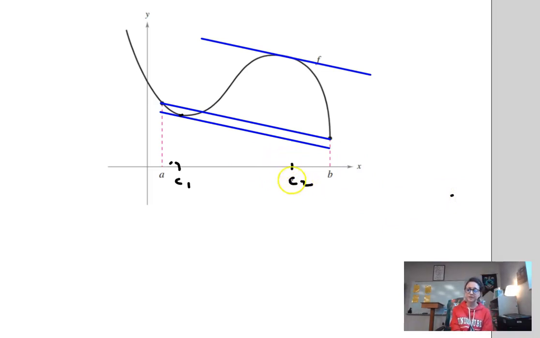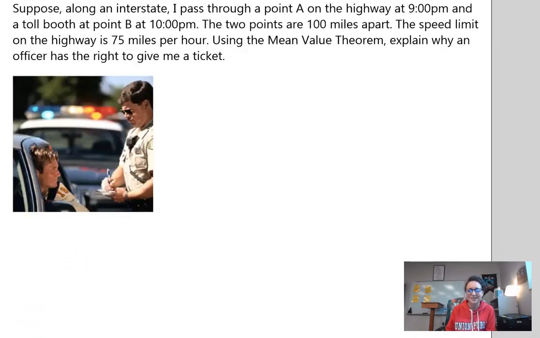Okay, so the mean value theorem doesn't tell us where these C values exist. It doesn't tell us how many. It says it's just a theorem of existence. So we're just guaranteed at least one C value where you can see the tangent line slope is equal to the secant line slope. And we actually apply this theorem all the time in real life. We just don't realize we're applying it.